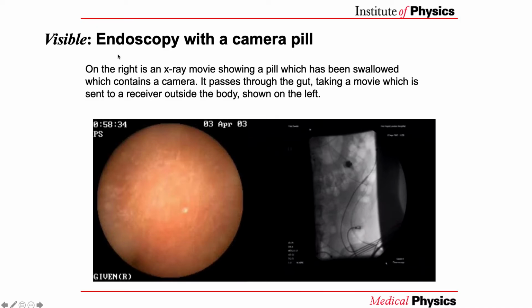So this is, again, looking inside, endoscopy: endo, inside, and scopy, looking. So we're looking inside with a camera pill. This is a pill that the patient swallows, and it sends back signals that the doctors can watch. And here you have an X-ray showing the camera pill inside, and some other wires as well. So they can follow the path and look at the digestive tract using this camera, and all you've had to do is swallow the pill. No great endoscopy tube.